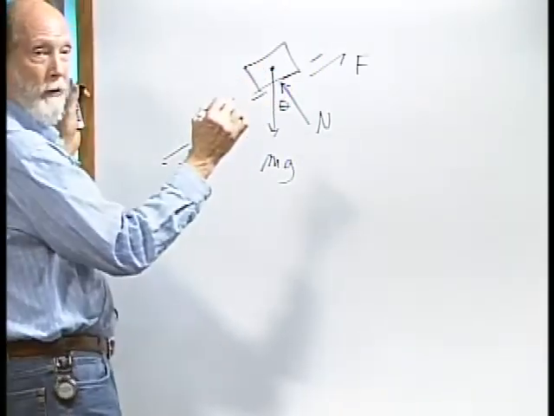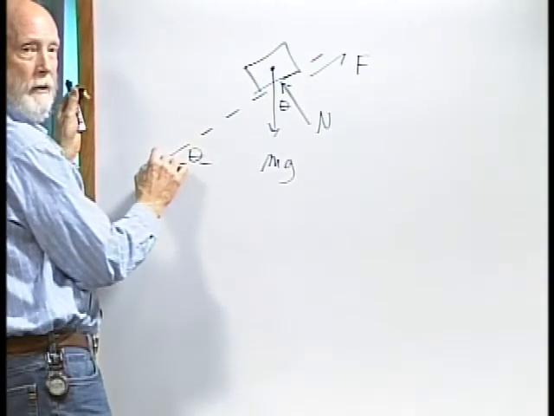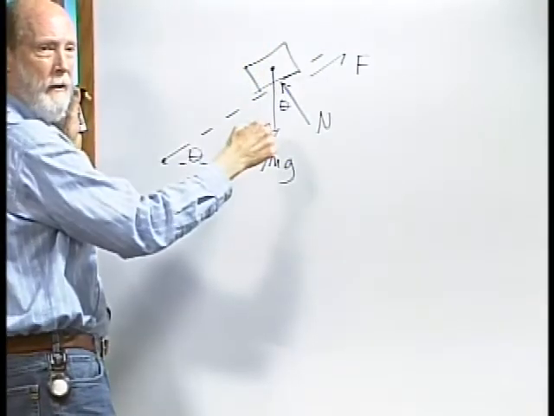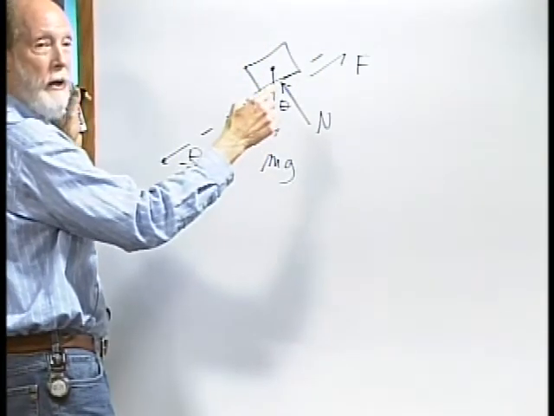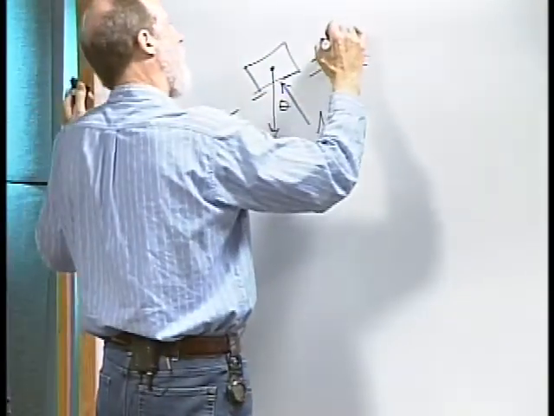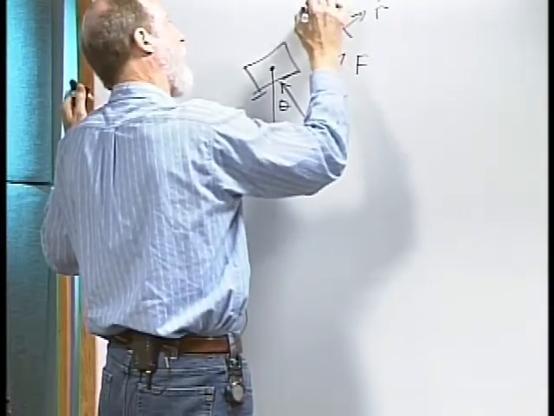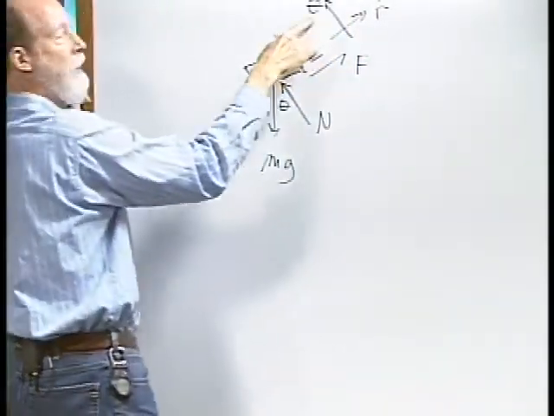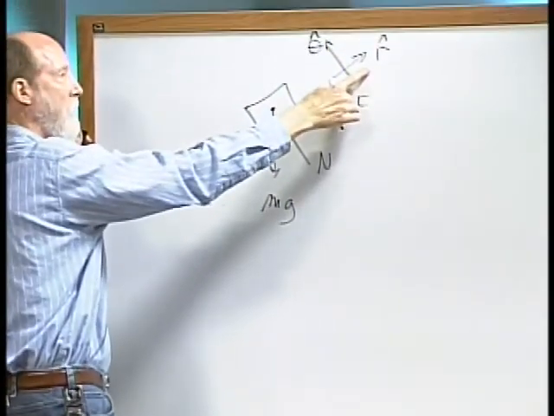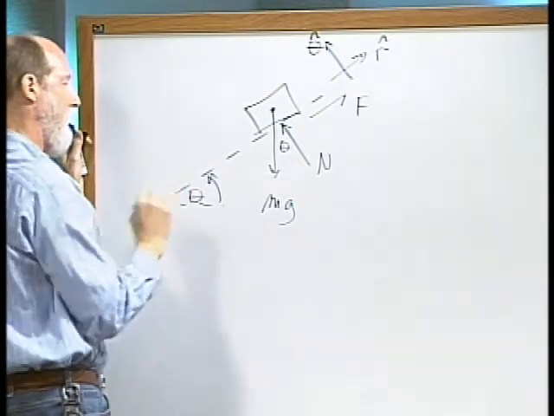Let's put the coordinate system. Since we have a pole here, we could use x, y, but let's go ahead and use the polar representation, r hat, and then make sure you place theta hat in the correct direction, perpendicular to r hat, in the direction of increasing theta, with this being our defined theta.